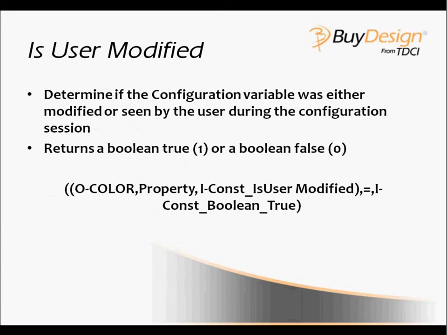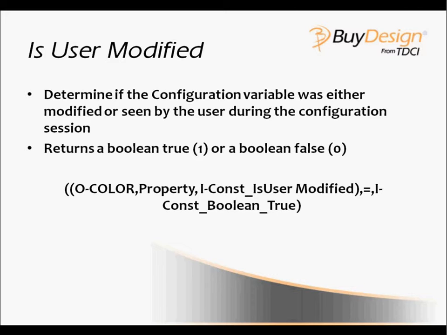Is user modified? That is one of my constant variables that's going to be used with the property operator to look up a value. It's going to determine if the configuration variable was either modified or seen by the user during the configuration session. And when I say seen, it was actually displayed on a screen rule. This is going to be a true-false, so it's going to return either a Boolean true or Boolean false when it does the evaluation.